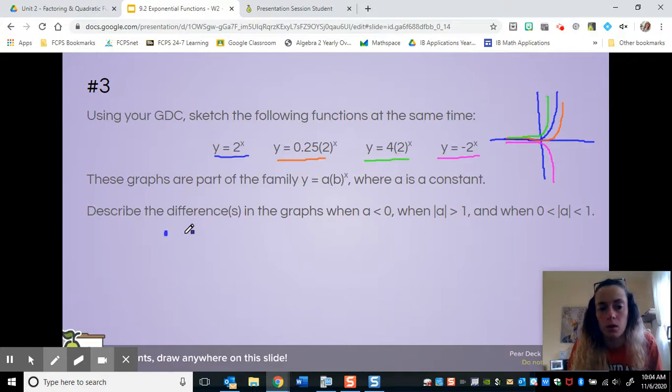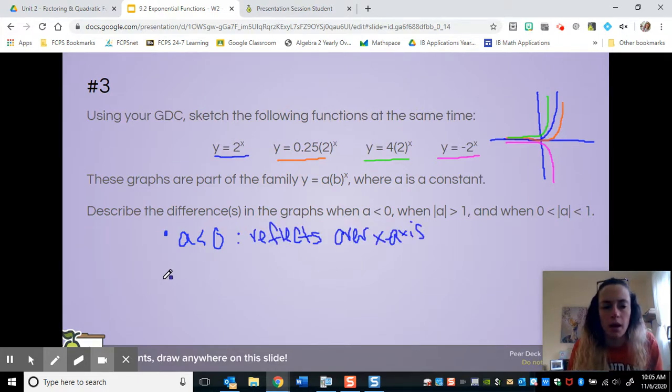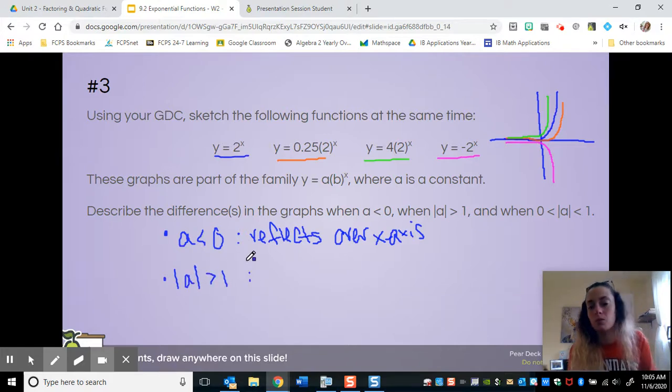So first up, when a is less than 0, so that means that a is negative. We only have one of those in this pink graph. So comparing that pink graph to my original blue graph, you can see that it's been reflected over the x-axis. Next up, when the absolute value of a is greater than 1, we put those absolute value signs in there just to make sure that you're looking at just the number. The negative sign is its own thing. We just talked about it. So just looking at the number itself.